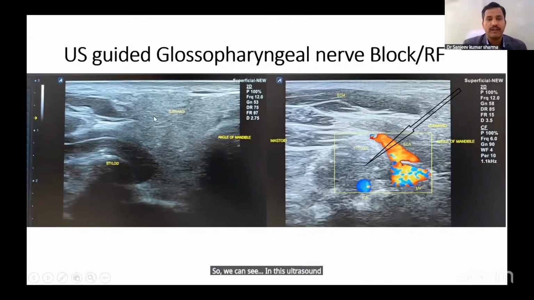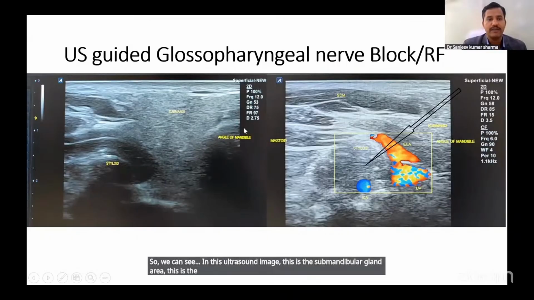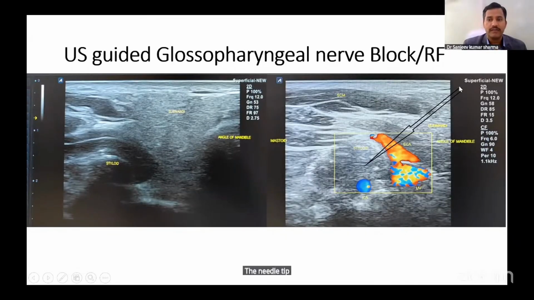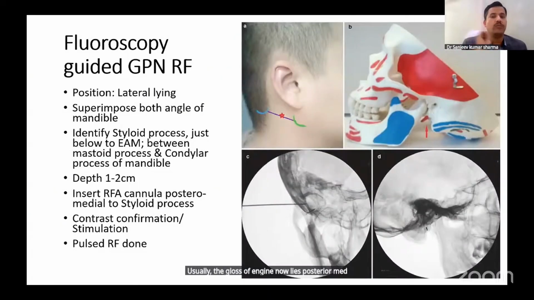So we can see this in this ultrasound image. This is the submandibular gland area. This is the angle of mandible. The needle will come from here to here, and we have to hit the styloid process over this area. Usually the glossopharyngeal nerve lies posteromedial to the styloid process.